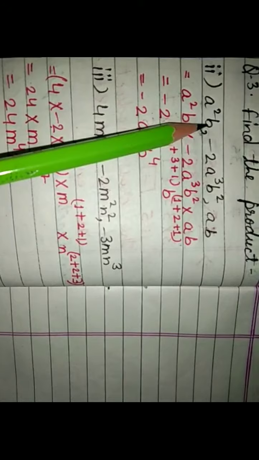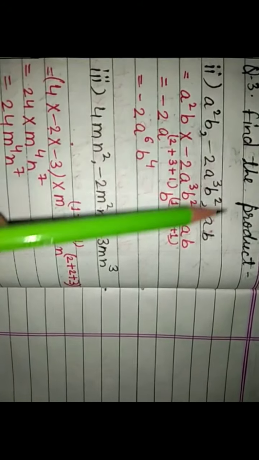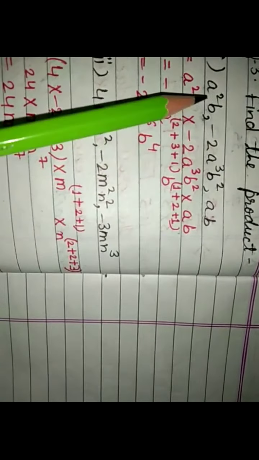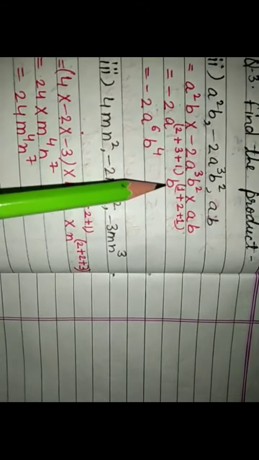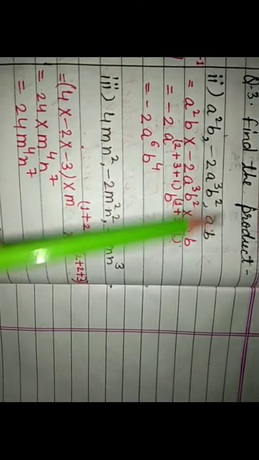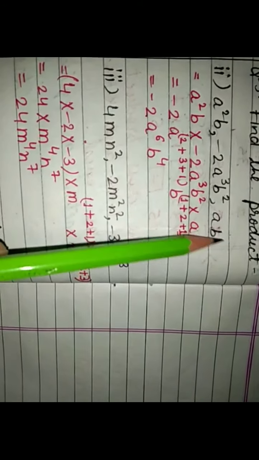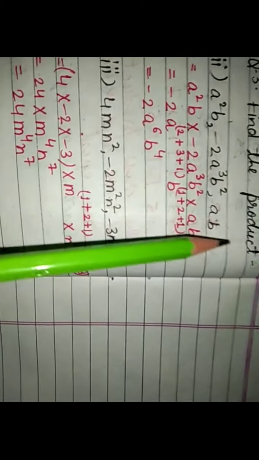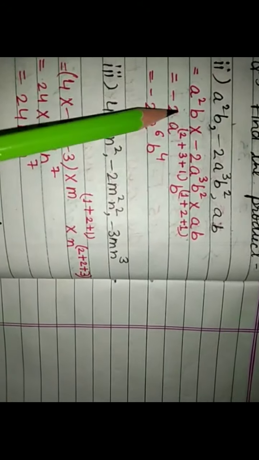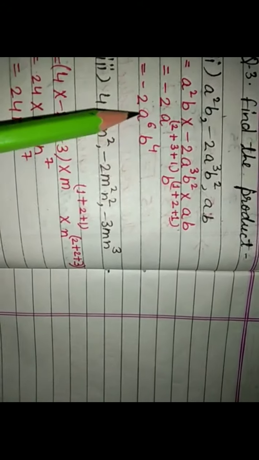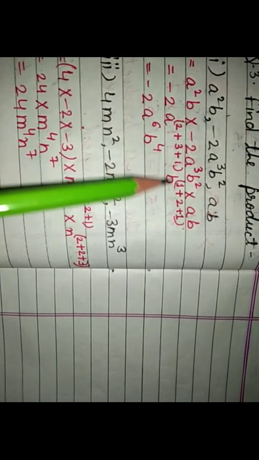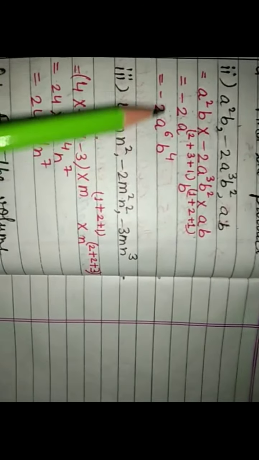Next variable is b. You can see in all terms b is there. Now it's time to add the powers of b. So b has 1 because there is 1 power, plus 2, plus again 1 because there is no power given in this term. So you will write 1 as the power of b. So minus 2, then add the powers. A to the power 3 plus 2 is 5, plus 1 is 6. So a to the power 6, and b to the power 2 plus 1 is 3, and plus 1 is 4.